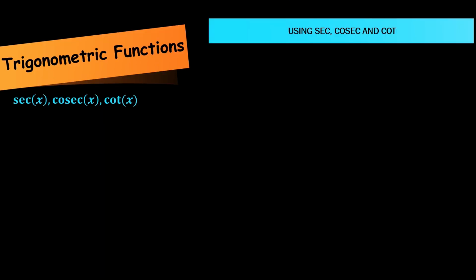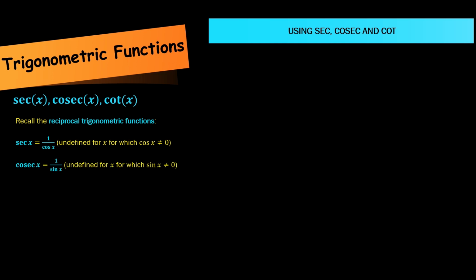And now let's remind ourselves of the definitions of sec, cosec and cot. Sec equals 1 over cos, cosec equals 1 over sine, and cot equals 1 over tan. So since tan equals sine over cos, we have that cot equals cos over sine.